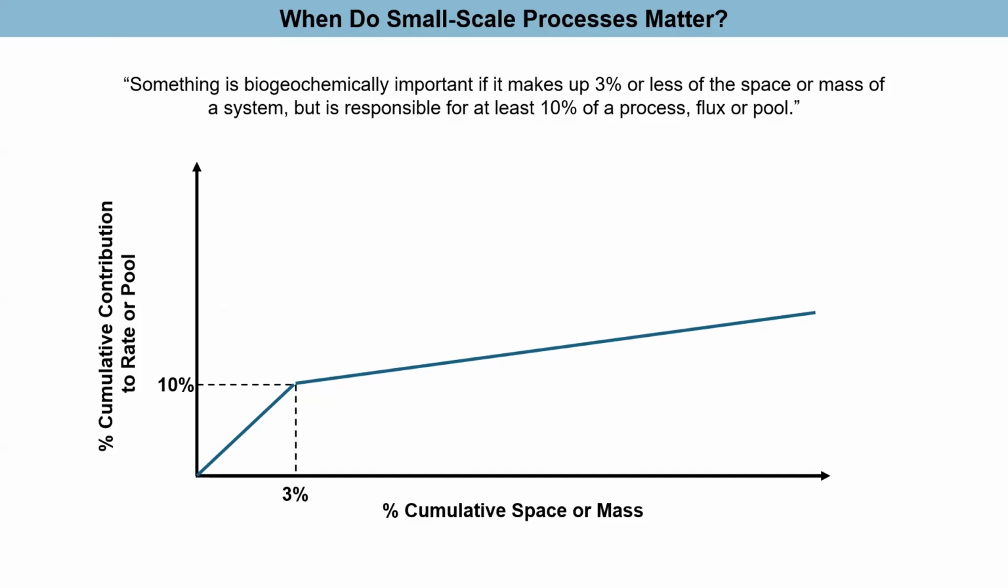He said something is biogeochemically important if it makes up 3% or less of the space or mass of a system, but is responsible for 10% of a process flux or pool, right? So this is how maybe we can start to try to define what is a small scale process that matters biogeochemically. Maybe we can make a very simple little graph like this. The X and Y axis are not the same here, right?